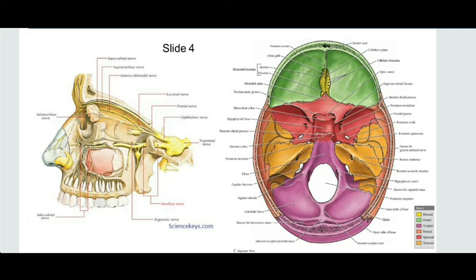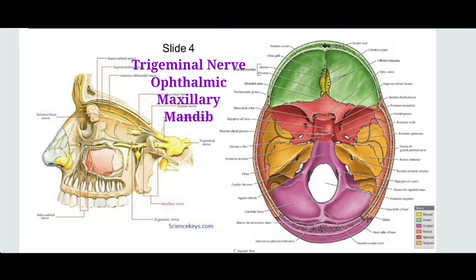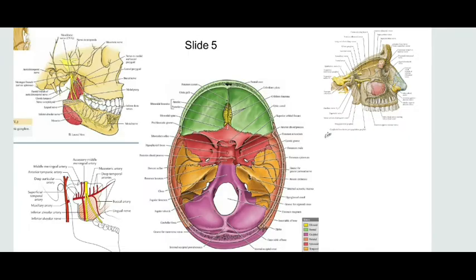It is to be mentioned that the trigeminal nerve divides into ophthalmic, maxillary and mandibular divisions. The foramen ovale lies posterolateral to the foramen rotundum.